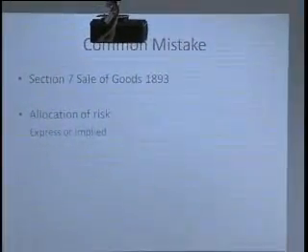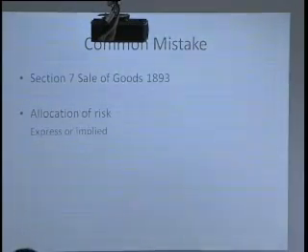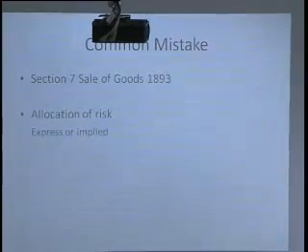The allocation of risk can be both express or it can be implied. So there can be a distinct statement in a contract: if there is a problem with the subject matter of the contract, the problem is with the seller. Or the courts can look at the discussions and the contractual negotiations and the correspondence between the parties, and as a result of that correspondence they can decide to allocate the risk in a particular way.